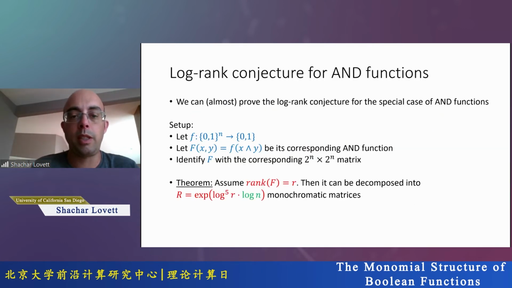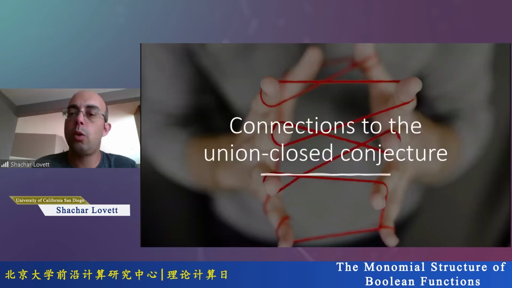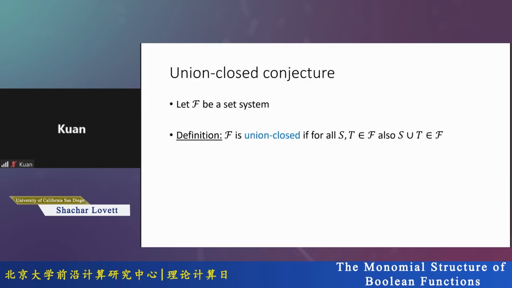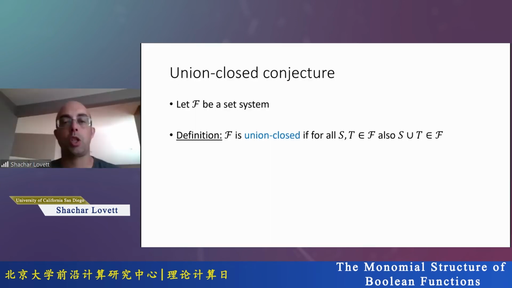Okay, so let me tell you now about a different motivation, which is a connection to something called the union closed conjecture, which is a conjecture in combinatorics. It's very simple to state, but very hard to prove anything about it. Let F be a set system, a family of sets. We say it is union closed, as a definition, if it satisfies the following property: take any two sets, S and T, in your set system, then the union is also in your set system. That's a definition of a union closed set system.